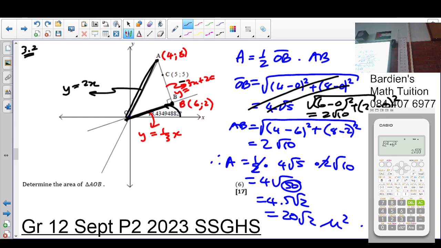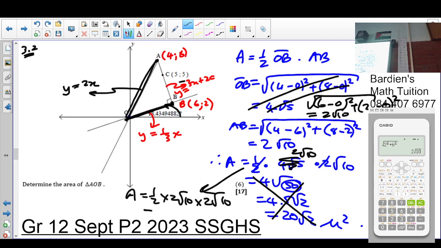So that must be 2 root 10, which now means to say A is equal to half times 2 root 10 times 2 root 10. That cancels, leaves you 2 times 10, which is 20 units squared. So when I worked it out initially, it was correct. Okay, so the memo is correct.